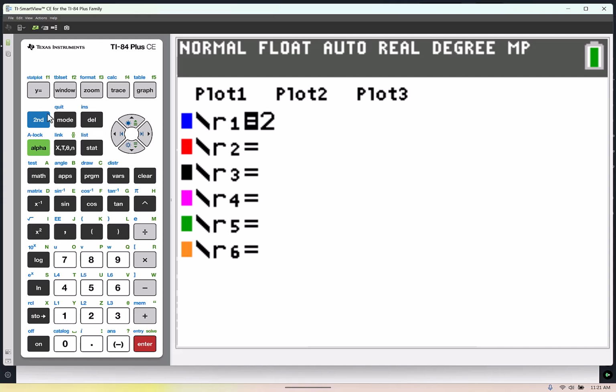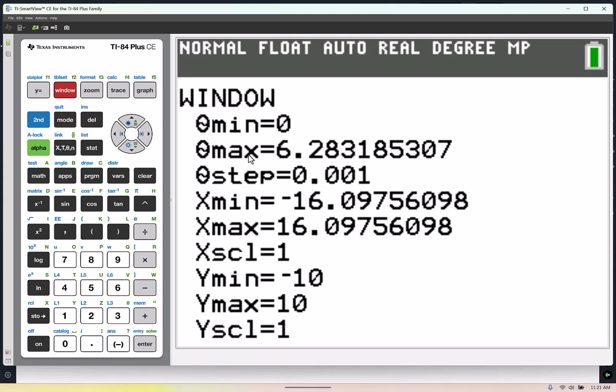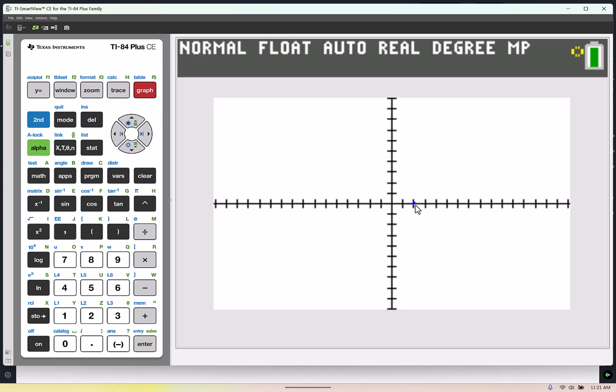If I click on window, you see where it says theta min, theta max? That's 0. That's the starting. And the theta max is 6.28. That's 2 pi. If I put 2 pi in here, 2 pi, enter. See, that's 6.28. And the theta step, so watch. You're going to see this is pretty small. I did that on purpose, the 0.001. If I push graph, see, that's too slow. Let me change the speed.